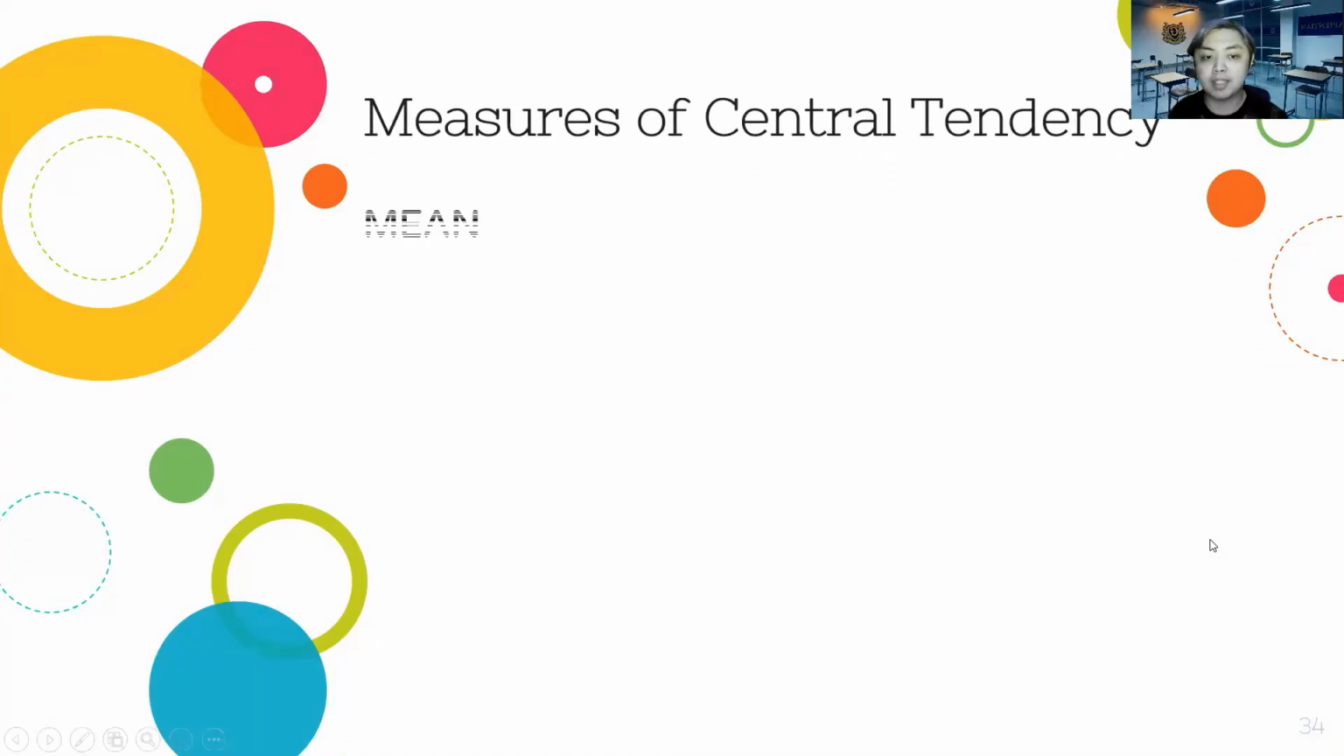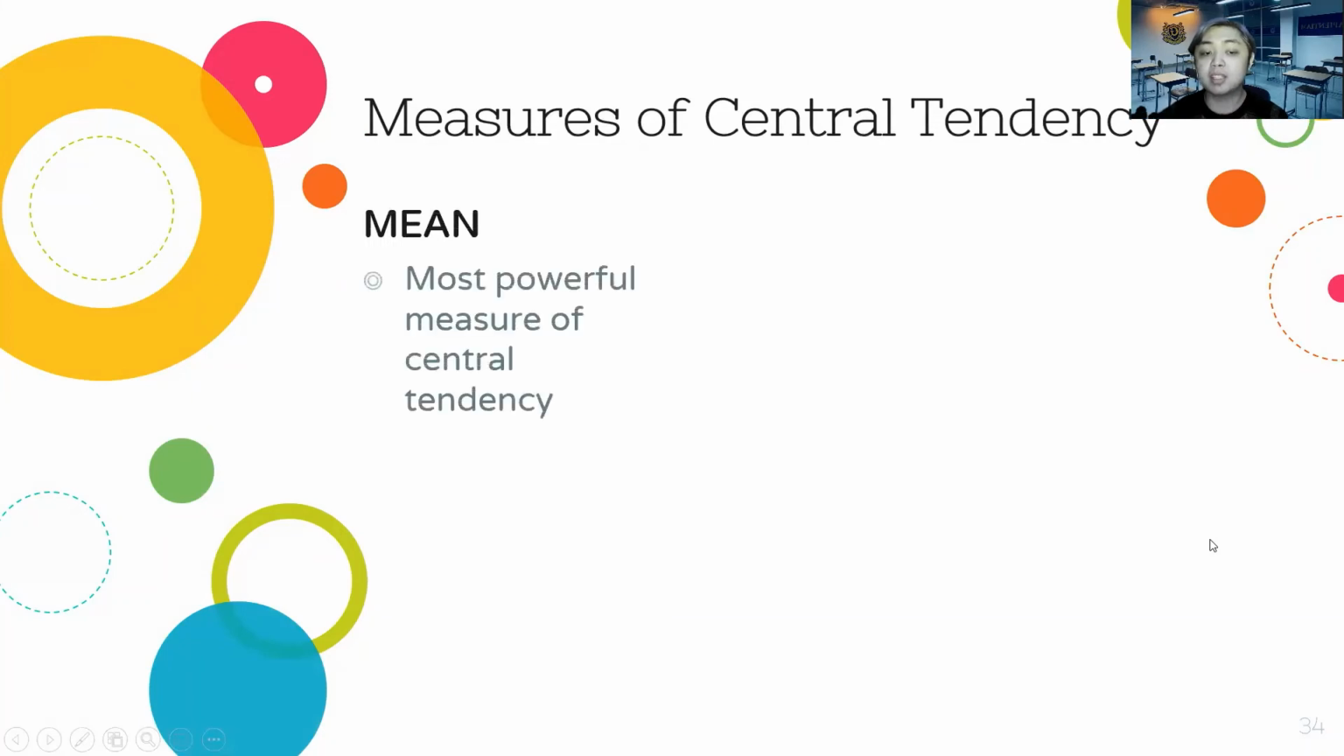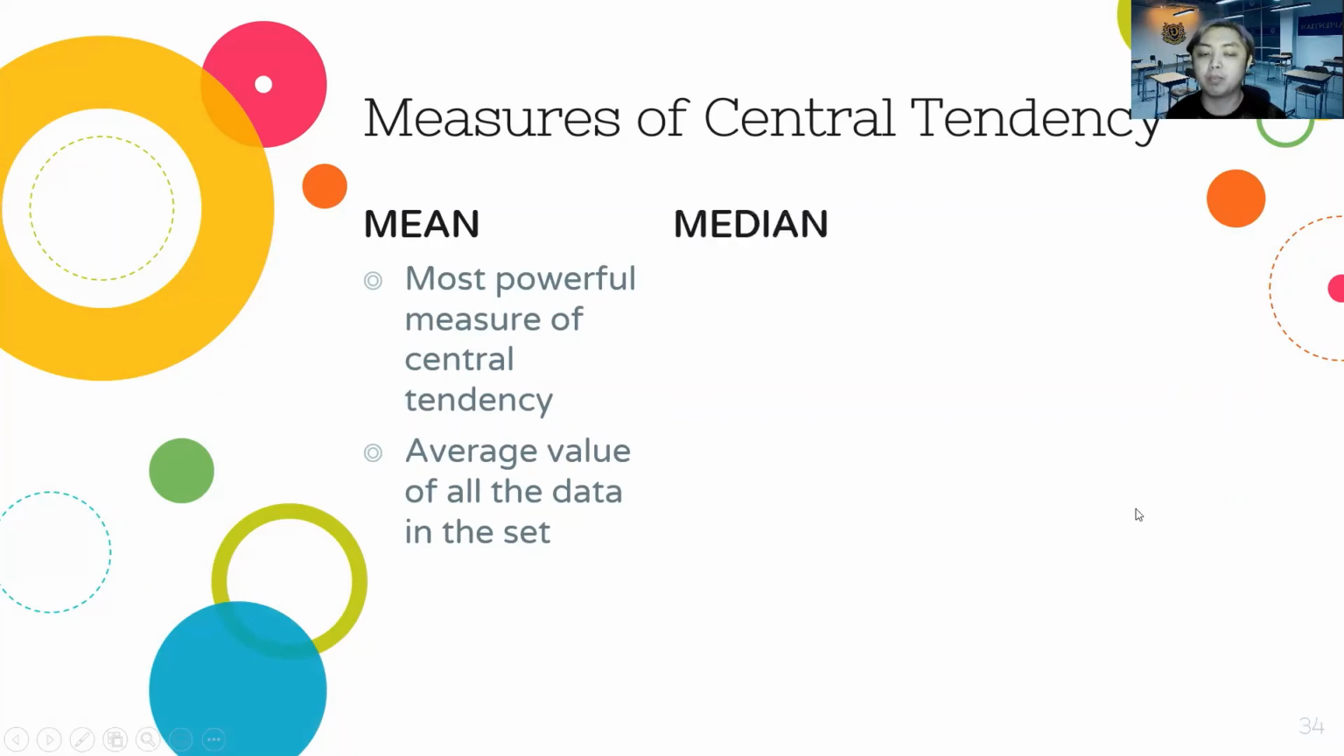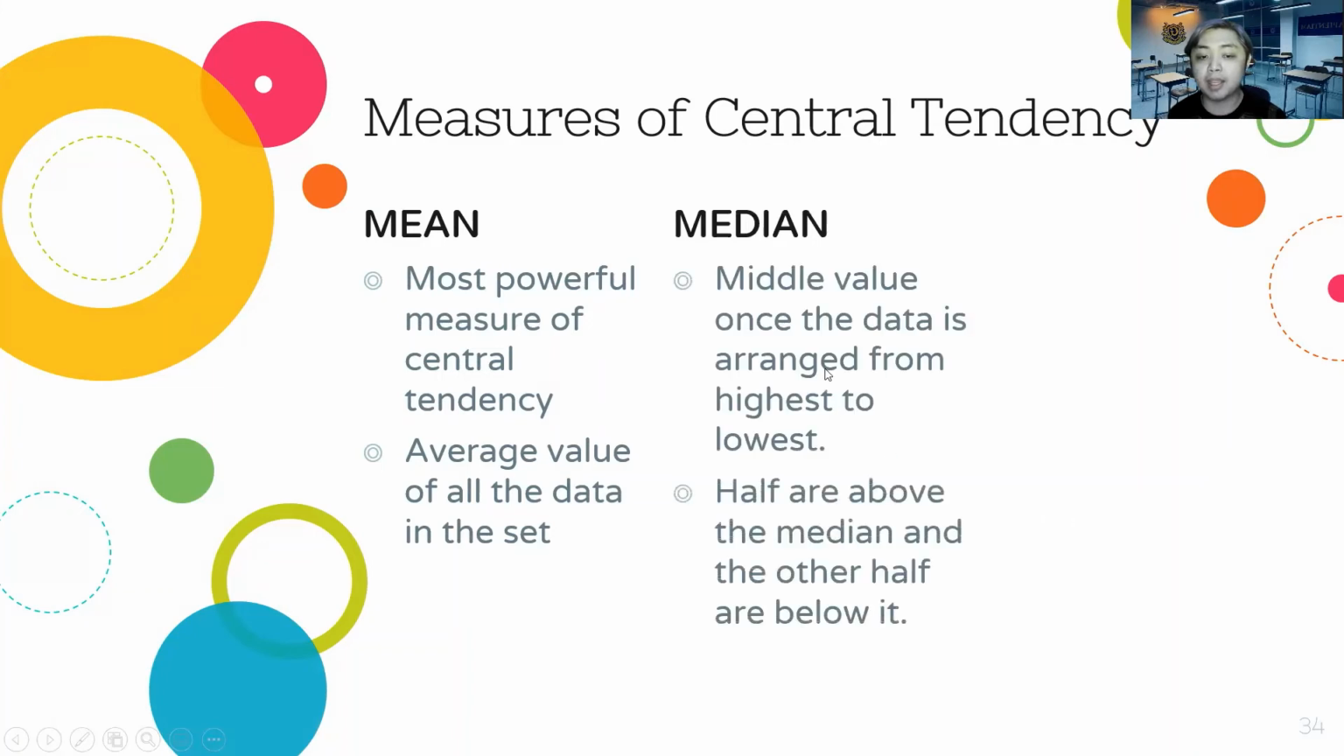For measures of central tendency, we have the mean. This is the most powerful measure of central tendency. This is commonly used for interval and ratio data. So, the average value of all the set of data. What we commonly do is we add all the data set and divide it by the number of sample or the sample size. For median, it tells us the middle value once data is arranged from highest to lowest. Half are above the median and the other half are below.